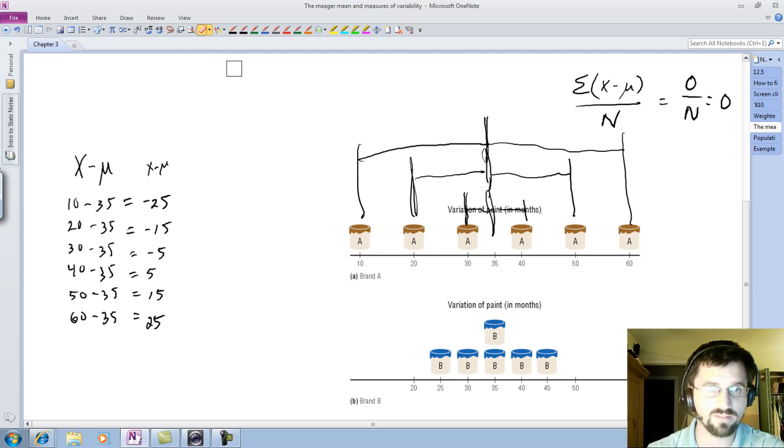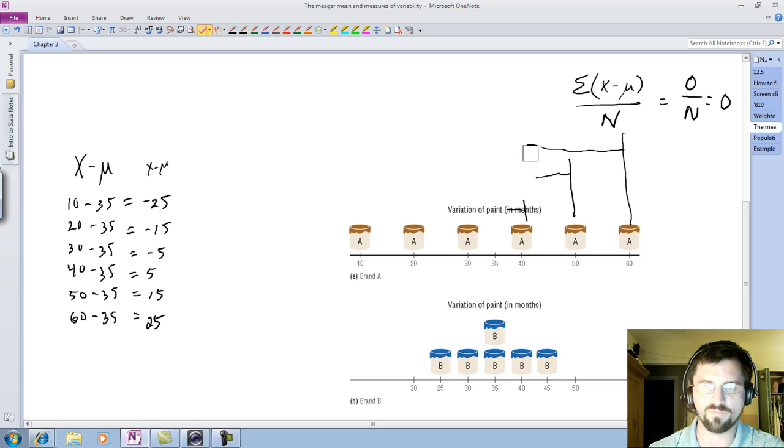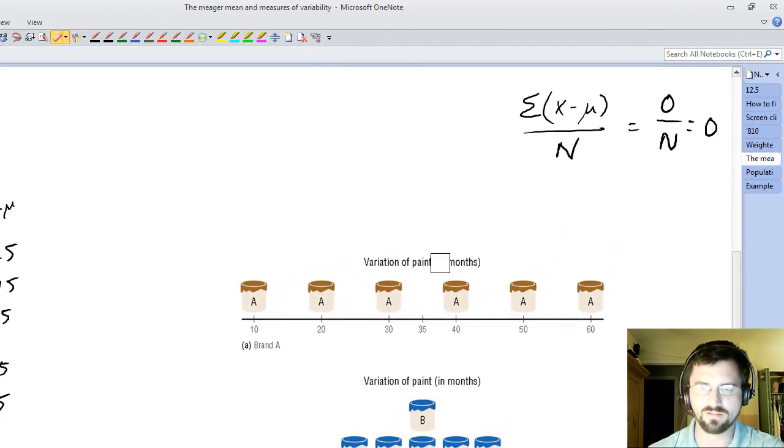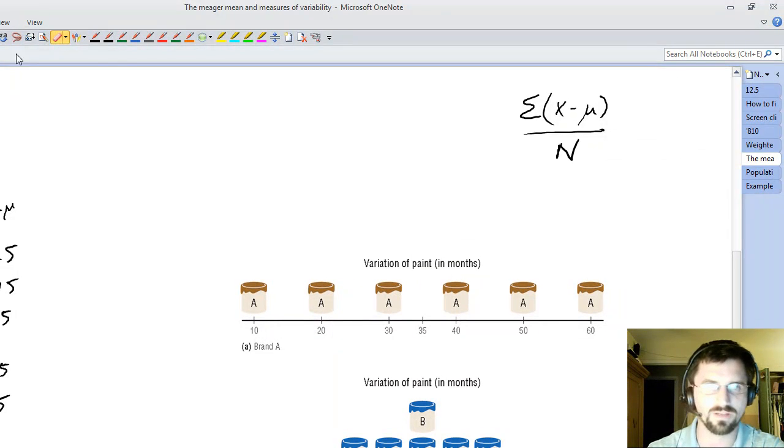But I said we were close, and actually variance is defined mathematically and statistically very close to what we tried to do here. The only difference is one little number. Let me put it there.